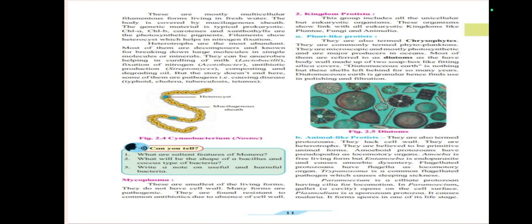The body is covered by a mucilaginous sheath. The genetic material is typical prokaryotic. Chlorophyll a, chlorophyll b, carotenes and xanthophylls are the photosynthetic pigments. Filaments show heterocysts, which help in nitrogen fixation. Heterotrophs are the most abundant. Most of them are decomposers, known for breaking down large molecules into simple molecules or minerals.